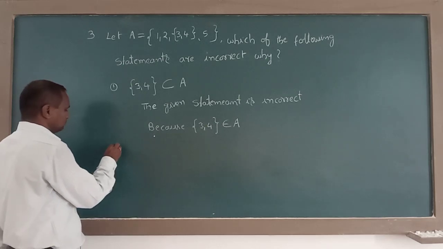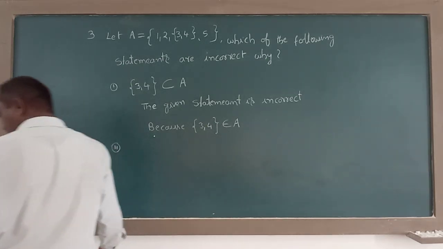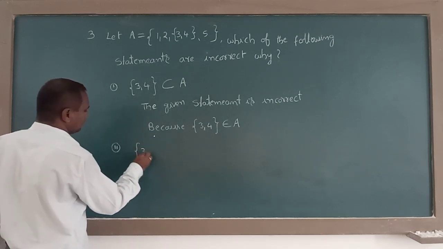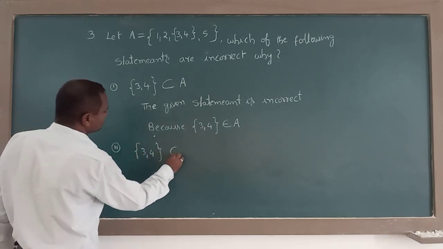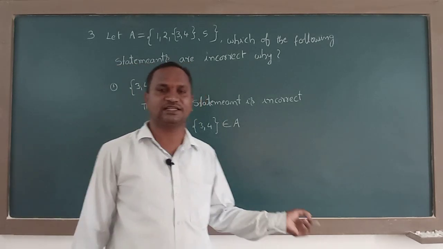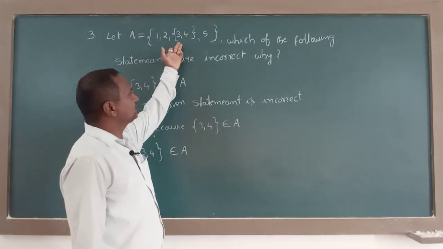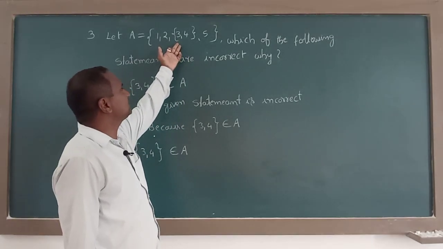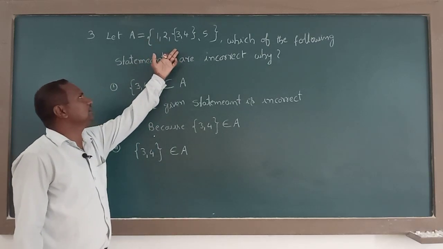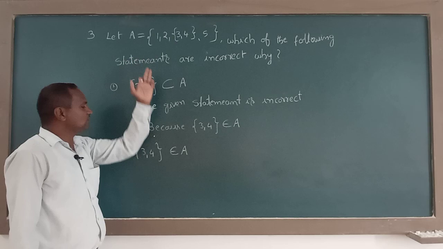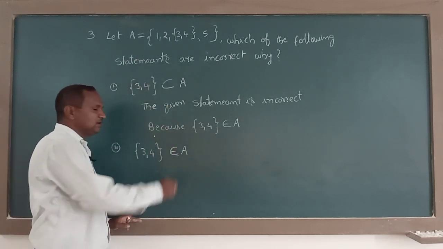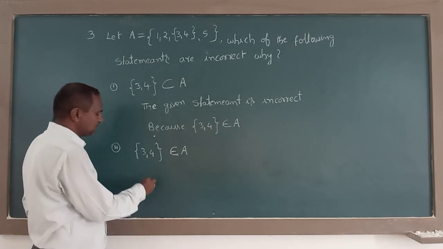Second question. The set of the elements 3, 4 belongs to capital A. Belongs to capital A means definitely it is an element of set A, because the element {3, 4} is present in set A. That's why it is always an element of set A, which means we must represent it with the belongs symbol. That's why the given statement is correct.